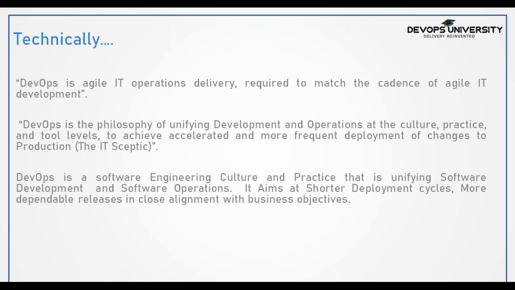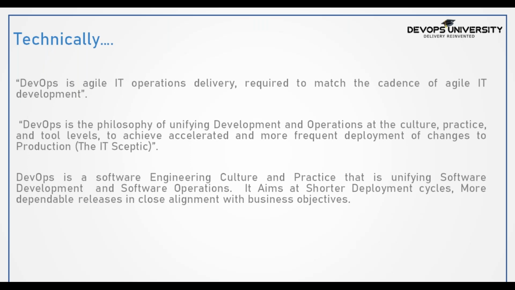Now, when we're talking about DevOps again, DevOps is the philosophy of unifying development and operations at the culture, practice, and tools level to achieve accelerated and more frequent deployment of changes to production, right? Now, this is what we're teaching. As I told, the goal is that you deliver the product to the end user faster, faster, faster. That is the goal of DevOps basically.